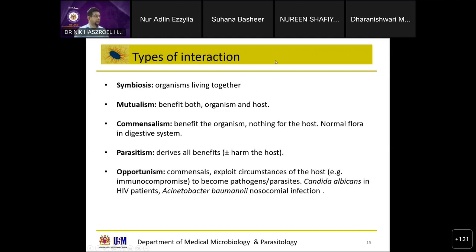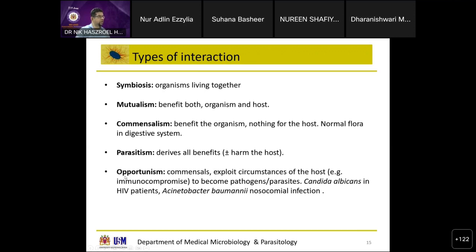So next, we know the type of host and type of pathogen. Now we go to the type of interaction. The interaction can be symbiosis, where the organisms live together. There can be mutualism, where their existence benefits both the organism and the host. It can be commensalism, where it benefits the organism but does nothing to the host, such as the normal flora. And it can also be parasitism, where the organism derives all the benefit and harms the host.